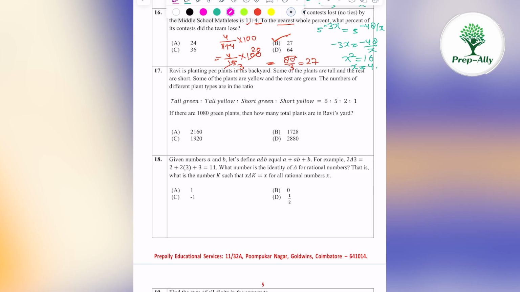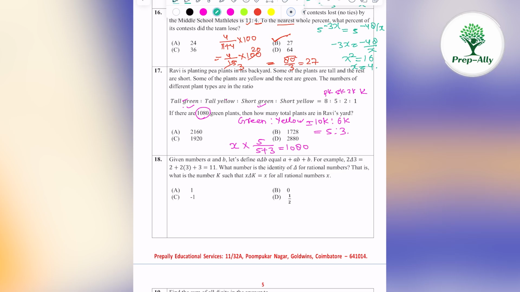Can you tell me, tall green and short green, all of these come under this 1080. So if I find the ratio of the green plants and the yellow plants, if I assume tall green is 8k, this one is 5k, this one is 2k and k, then tall green and short green means 10k. The ratio of tall yellow and short yellow is 5 and 1, 6k, that we can write here as 5 ratio 3. So if the total plants are x, how many green plants are there? x into 5 upon 5 plus 3 is equal to 1080.